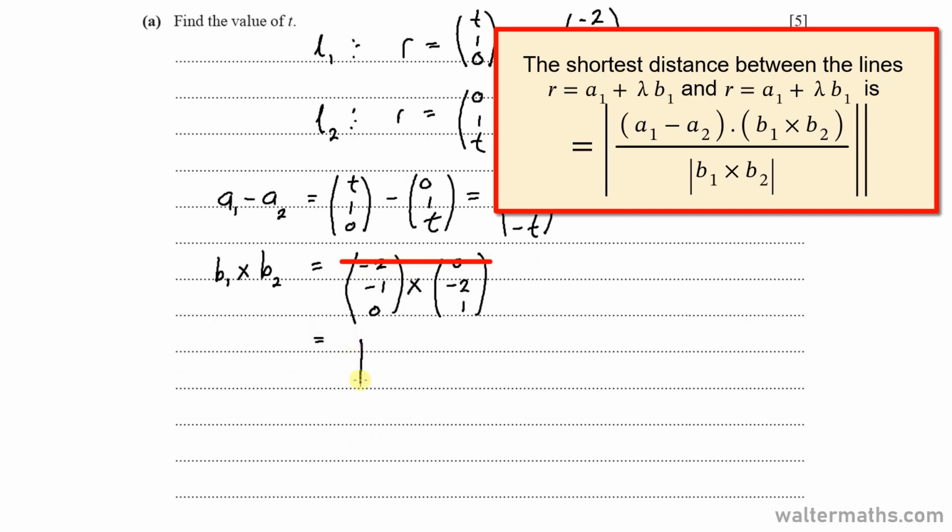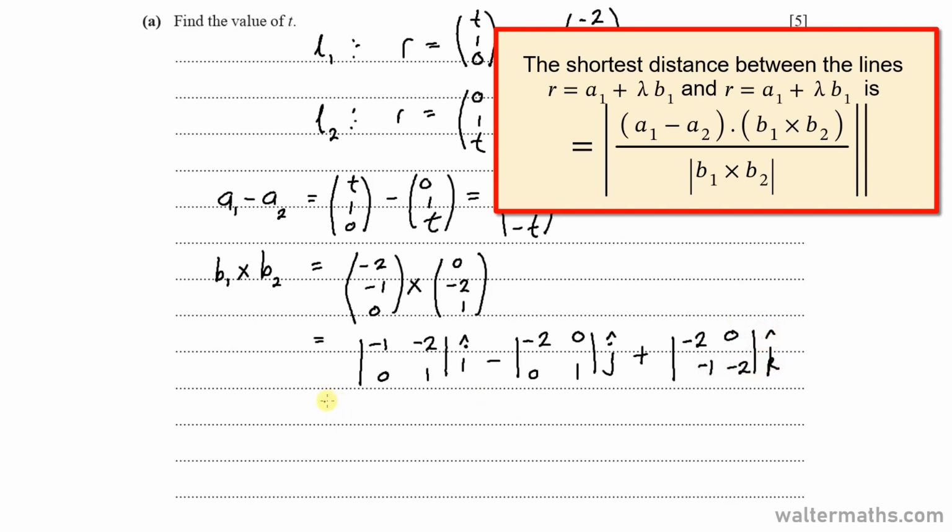So I'll have minus 1, minus 2, 0 and 1, and that's i. Then I say minus and I close out these two middle ones. So I'm left with minus 2, 0, 0, 1, and that's going to be j. And then I'll close out the last two. So I'll be having plus, and that's going to be minus 2, 0, minus 1, minus 2. And that's going to be k. So that's how we do the cross product.